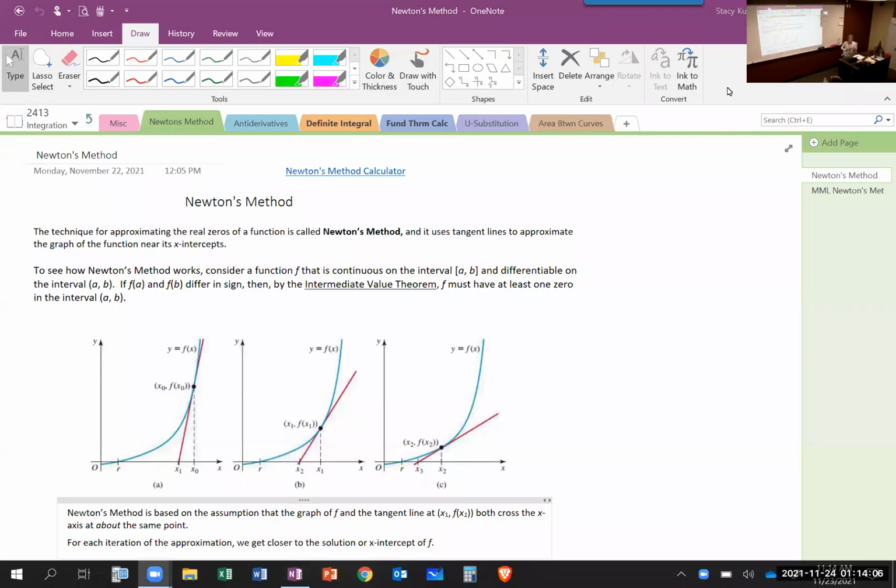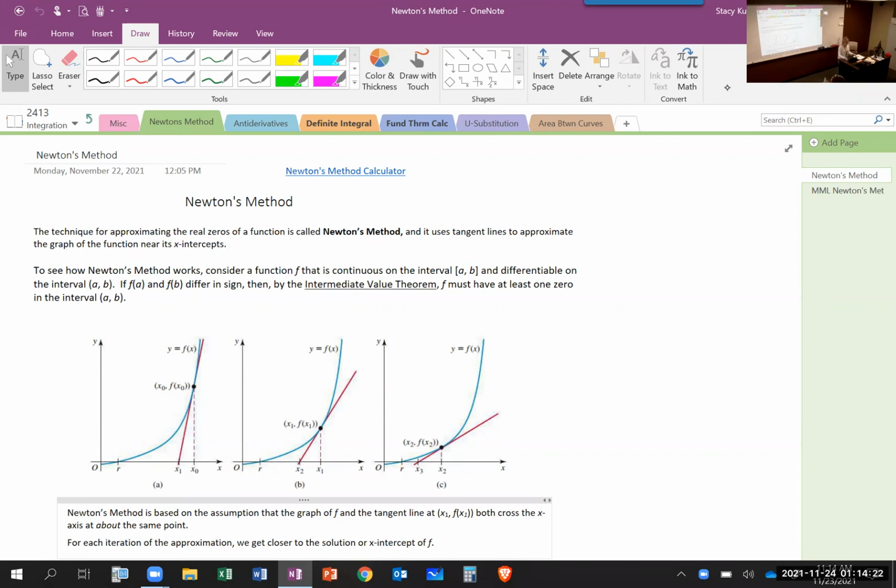I'll try to make them short and sweet. The first one we're going to talk about is Newton's method. This is, again, part of that whole thing where we're just covering a few little odds and ends before we move into antiderivatives and integrals.